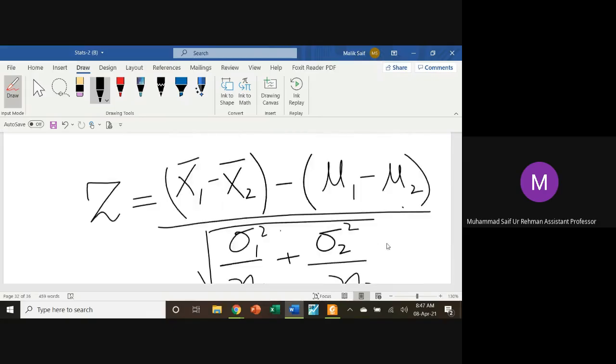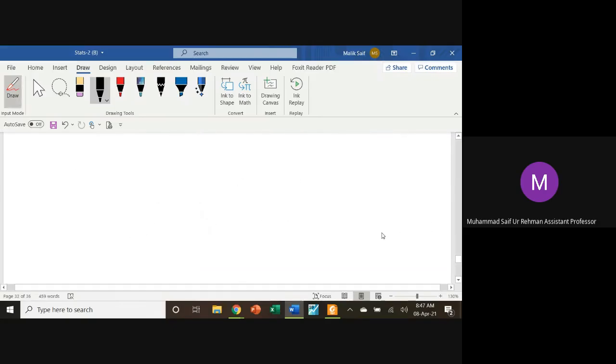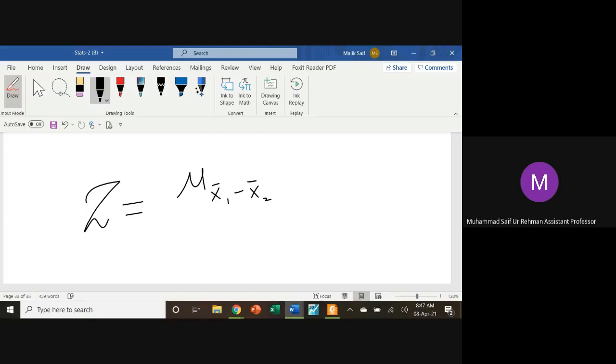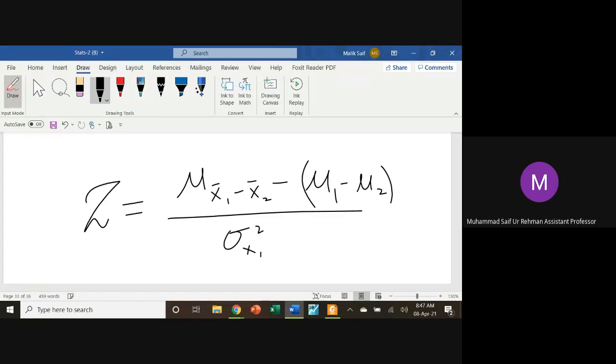Basically, if you write down this formula in concise form, the formula was like this: z is equal to mu x1 bar minus mu x2 bar minus mu1 minus mu2, as two populations are there, divided by again sigma 1 square, or you can simply say sigma square x1 bar minus x2 bar. So basically this was the formula.